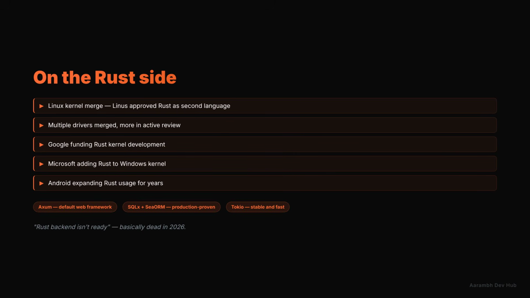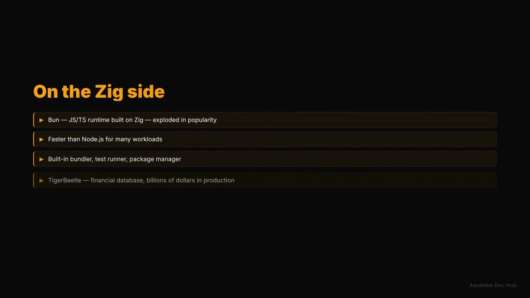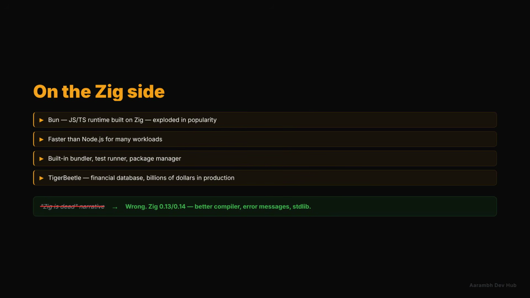SQLx and Diesel are production-proven. Tokio is stable and fast. The argument that Rust backend isn't ready is basically dead in 2026. On the Zig side, the story is different but equally important.